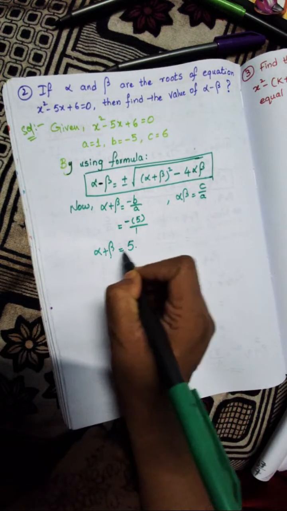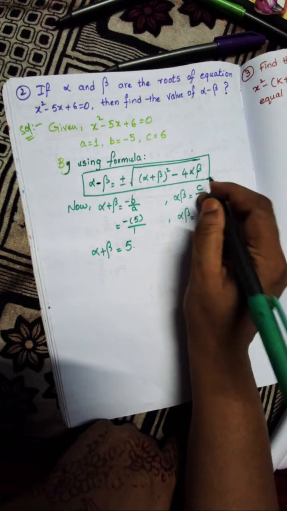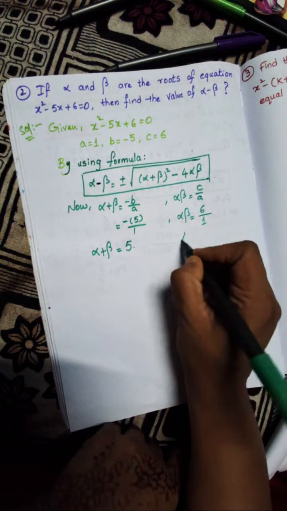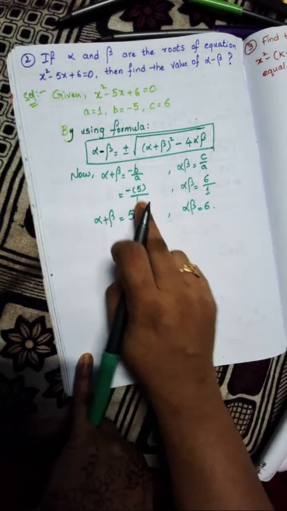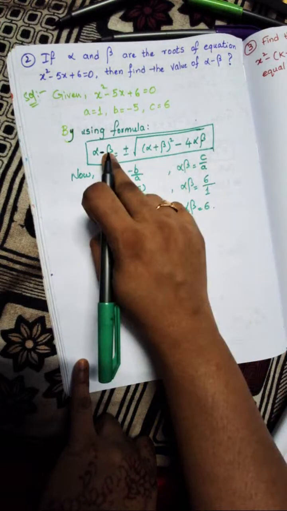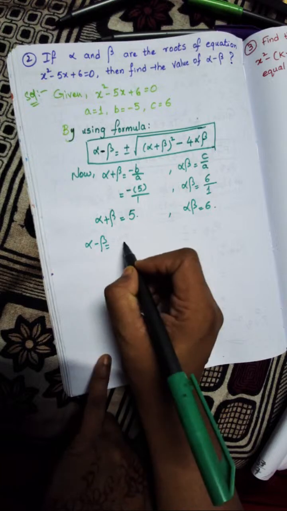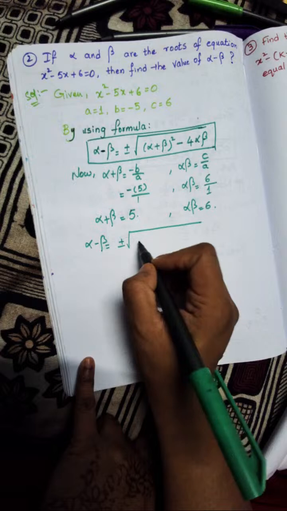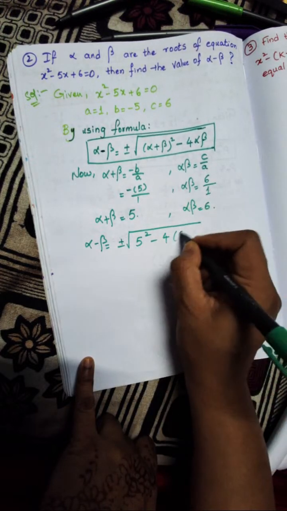Alpha plus beta we easily got 5, and alpha beta equal to c by a. 6 by a means 1, so 6 here. Okay, like this we obtained the values. Now alpha plus beta, alpha beta we have. Okay, substitute in this alpha minus beta. Now alpha minus beta equal to plus or minus under root alpha plus beta whole square means 5 square minus 4 into alpha beta means 6.